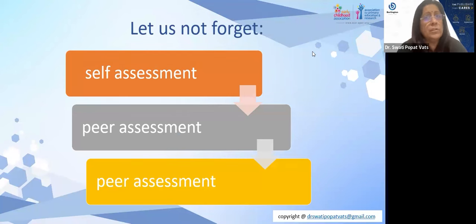Now, let us not also forget that the HPC not only wants us to do teacher assessment, it also wants us to do self assessment. And there is a mistake in my slide. Instead of parent assessment, it says peer assessment again. So it's self assessment, peer assessment, parent assessment. So, what is self assessment, peer assessment, and parent assessment? Let's understand this further. Let's see the next slide.